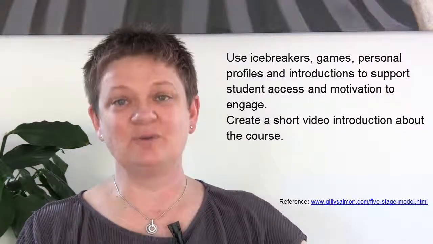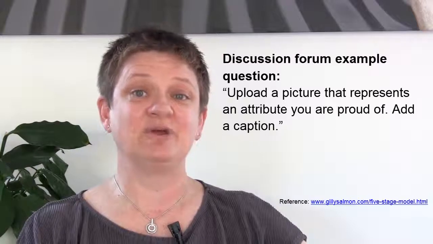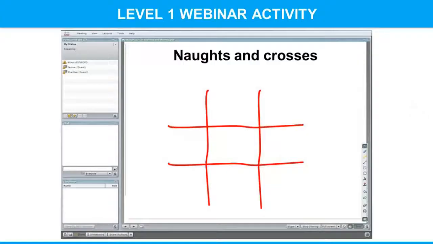Use learning activities that encourage non-threatening and familiar sharing to help set norms and support technology adoption. For example, a question such as, upload a picture that represents an attribute that you're proud of, add a caption. In a synchronous environment such as a webinar, use a game such as noughts and crosses to help students become familiar with the technology in a non-threatening way.